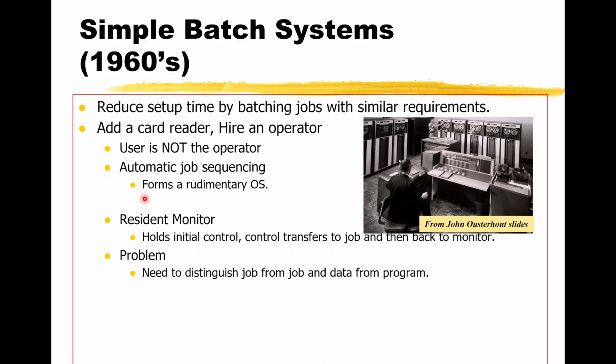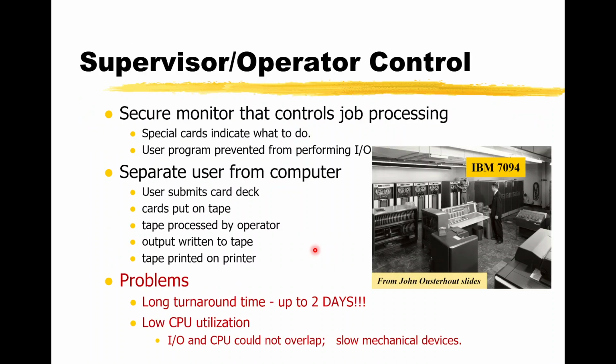Automatic job sequencing forms a rudimentary operating system. So here we had a resident monitor that holds initial control, transfers control to the job, and then back to the monitor. The problem here was that you need to distinguish one job from another job, and data from program, so that there will be no confusion. So when the program is first installed in the system, you now put the data which the program will pick up and then execute. Those were some of the problems it had. It had many other problems. It used to be hot.